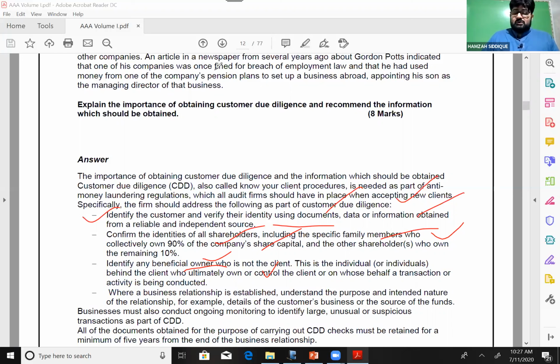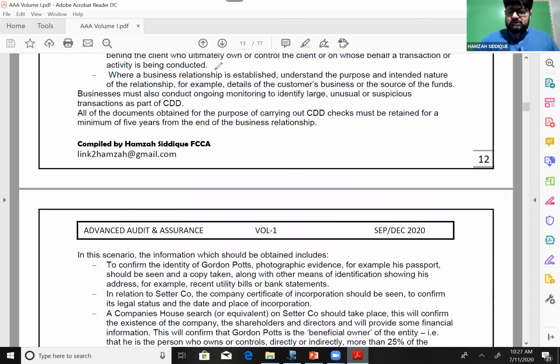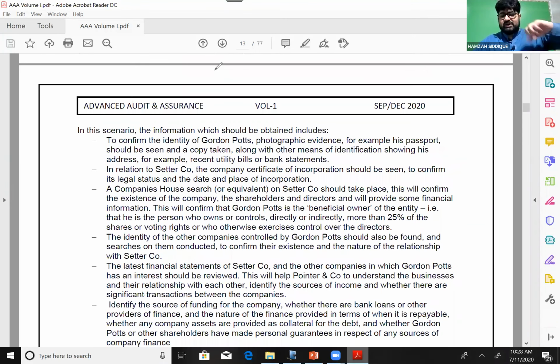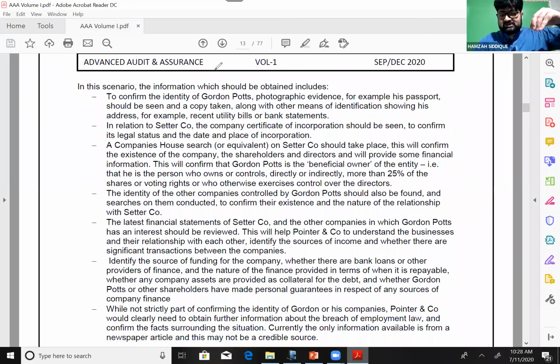Now, where a business relationship is formed, you need to understand the purpose of the business relationship. So you see, it is almost the same as what we studied, copy pasted, just linked with the scenario. It is generic, and now they have linked it with the scenario over here. Generic explanation, linked to the scenario.